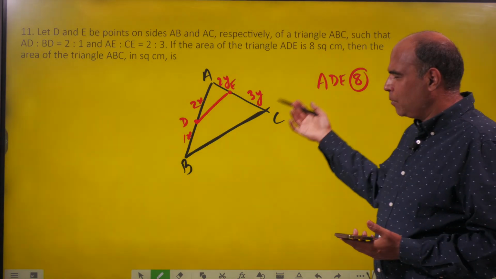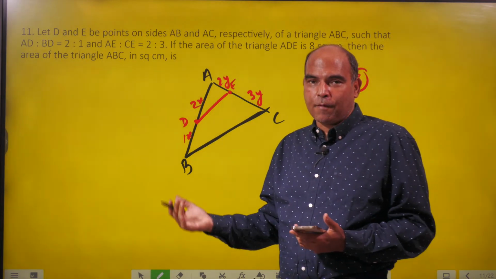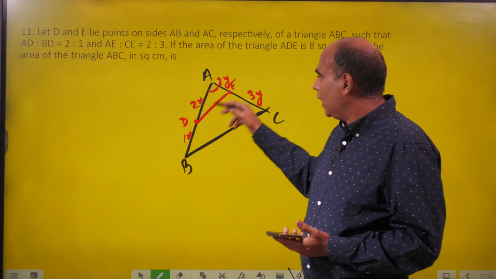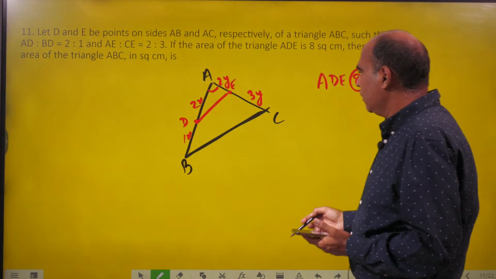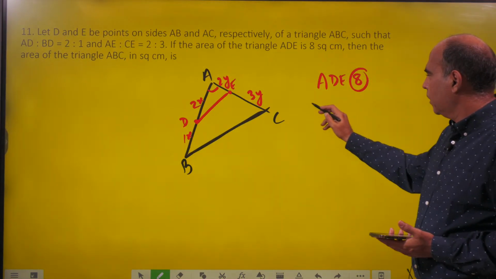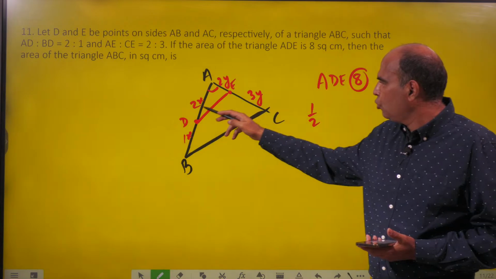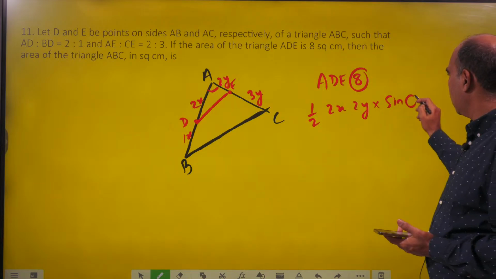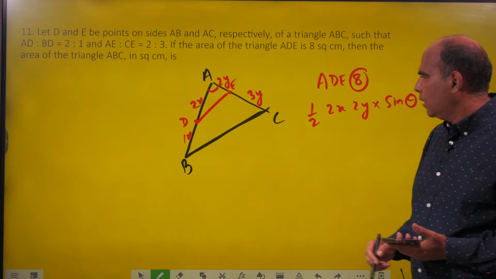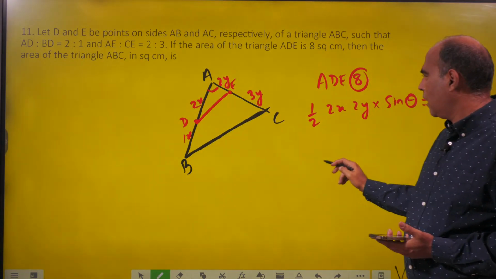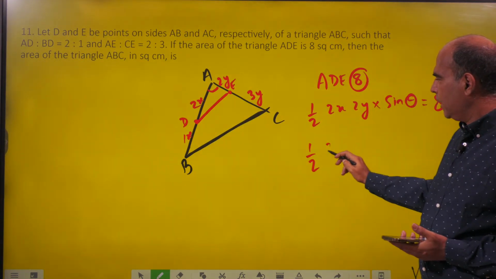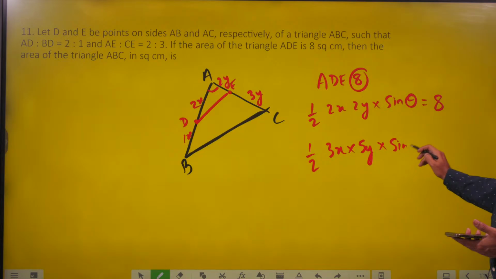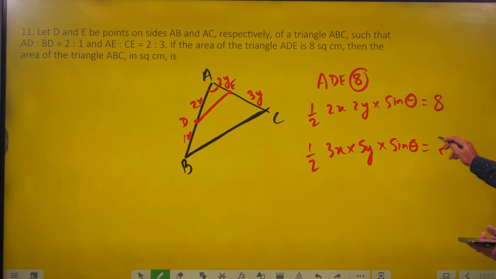So very simple question. You just need to understand that you have to use the formula half AB sine theta. If this is theta for the triangle ABC and for the triangle ADE, the sine theta is same. So if I use this on the ADE triangle, half AB sine theta, 2x into 2y into sine theta is equal to 8. And if I use it on the ABC triangle, half into 3x into 5y into sine theta. This is the area of ABC. This is the question, what is this area?